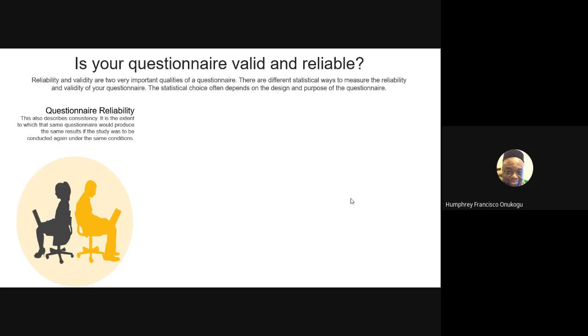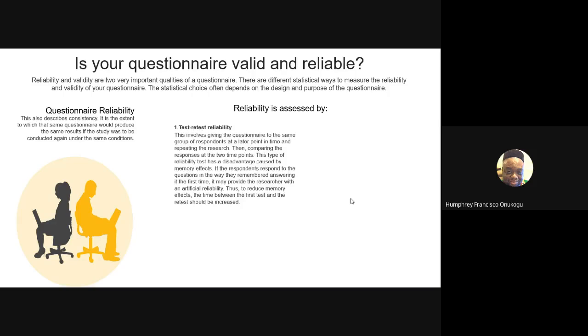What is questionnaire reliability? It describes consistency. Questionnaire reliability is the extent to which the same questionnaire will produce the same result if the study was to be conducted again under the same conditions. Reliability is assessed by, one, test-retest reliability. This involves giving the questionnaire to the same group of respondents at a later point in time and repeating the research. Then, comparing the responses at the two time points.